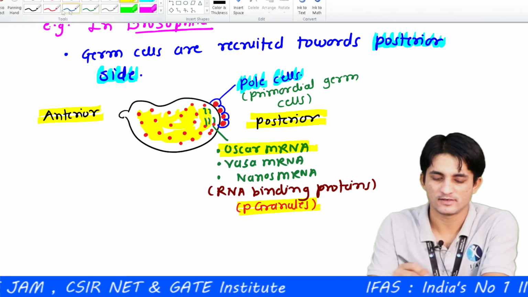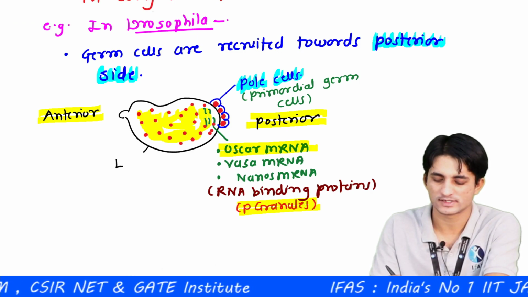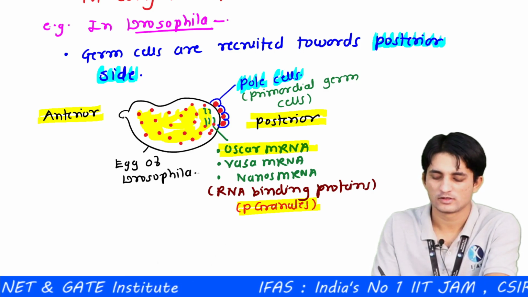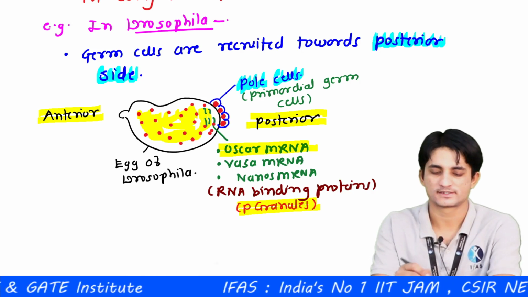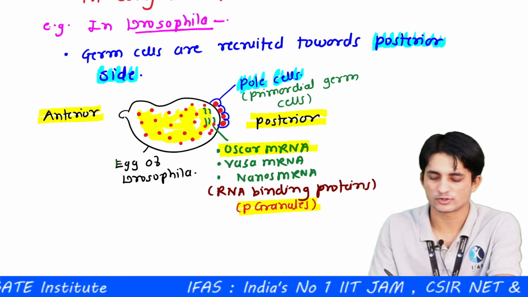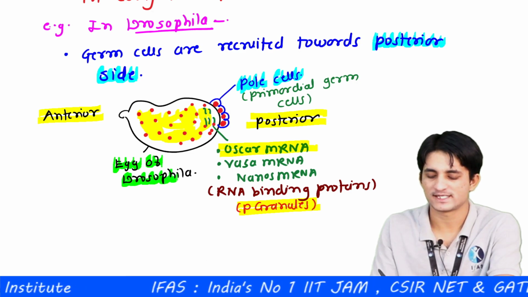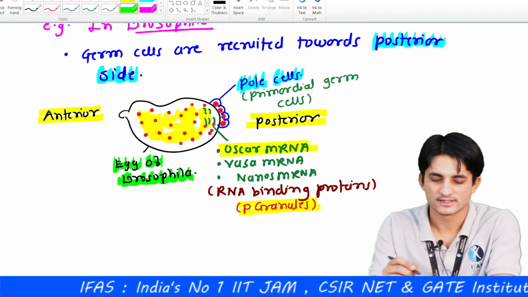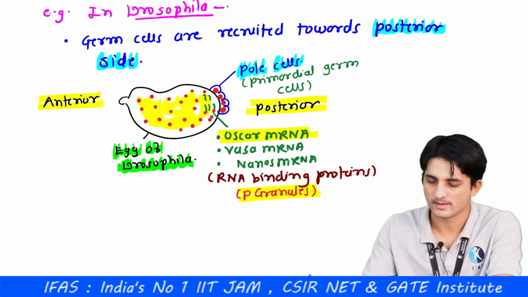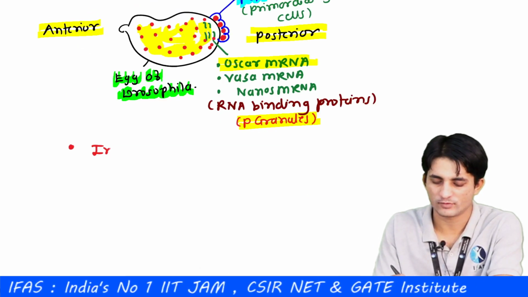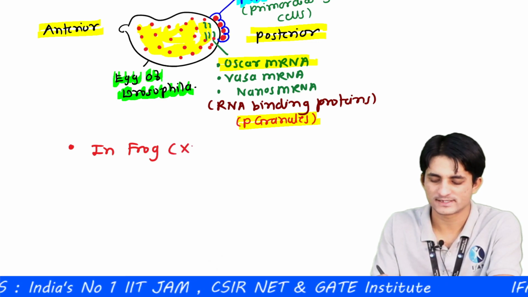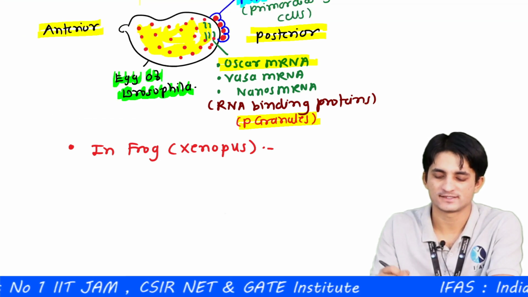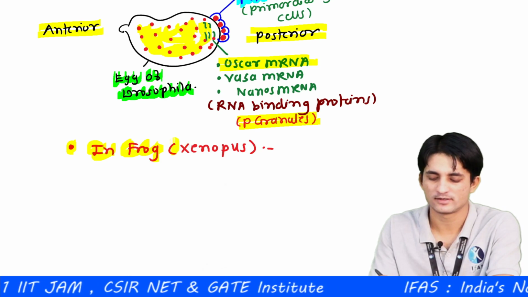So this is the unfertilized or fertilized egg of Drosophila, after fertilization that we have discussed. So in Drosophila towards the posterior side, these pole cells are recruited, and the decision is taken in the early stages. Then second case, in the frog, means in Xenopus. So Xenopus laevis, that species we will discuss in the development in detail.